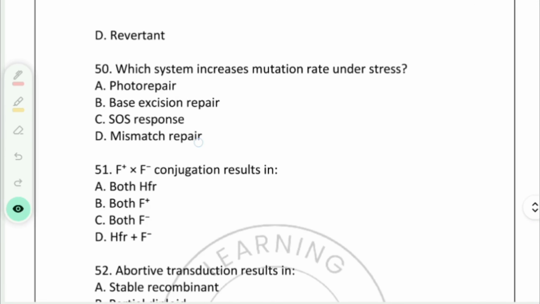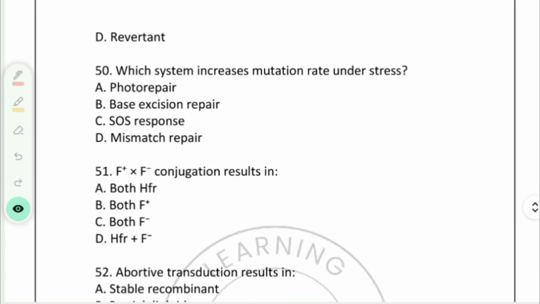Question 50. Which system increases mutation rate under stress? Options are A, photo repair, B, base excision repair, C, SOS response, D, mismatch repair. So the correct answer for this question is option C, SOS response.